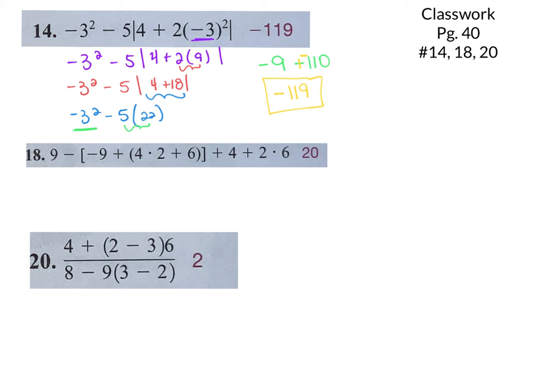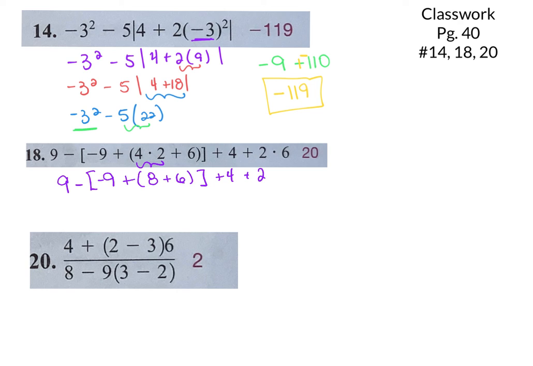Let's look at the next one. I have brackets and then parentheses within my brackets. And so I'm going to work from the inside out here. I'm going to work from the inside out. So I'm going to do my order of operations here first, which means I am going to do this multiplication. So I'm going to leave everything else the same. 9 minus the bracket 9 plus 4 times 2 is 8 plus 6 plus 4 plus 2.